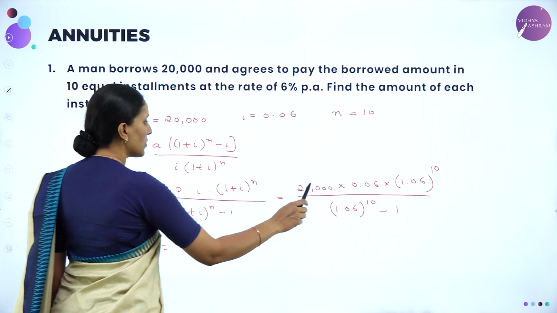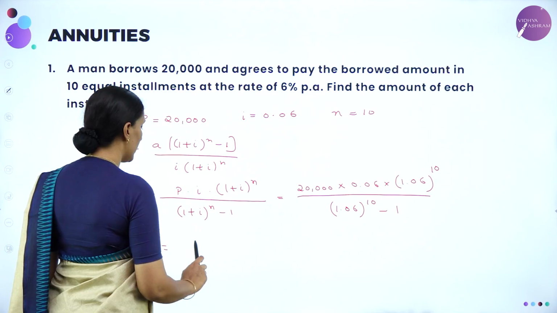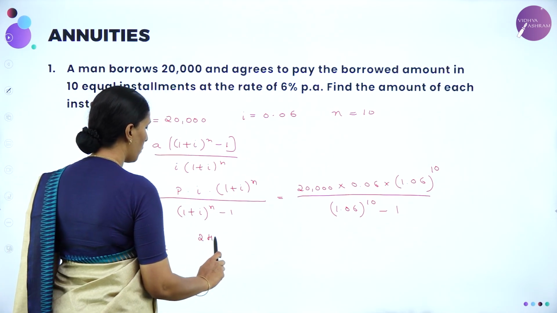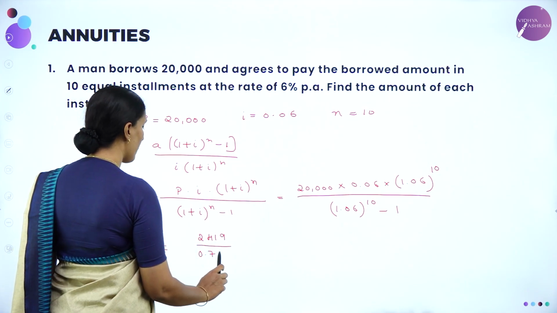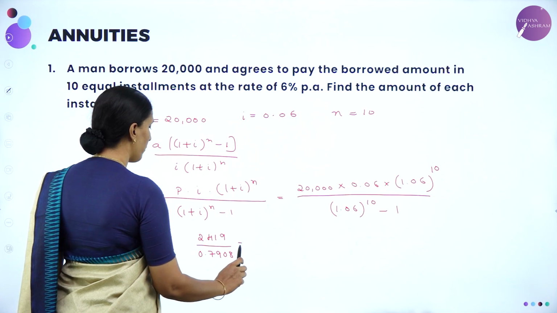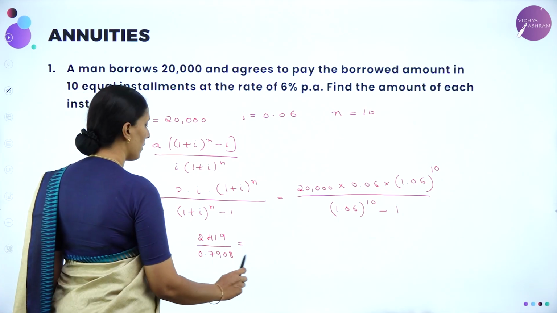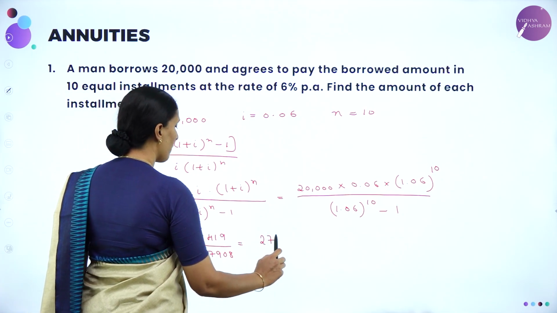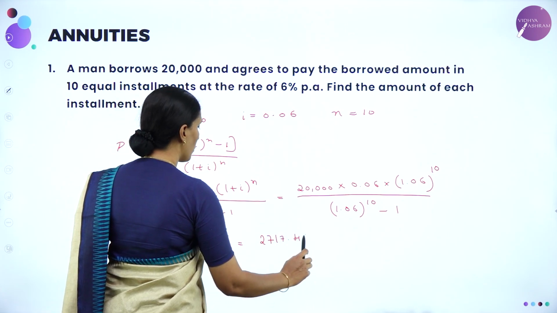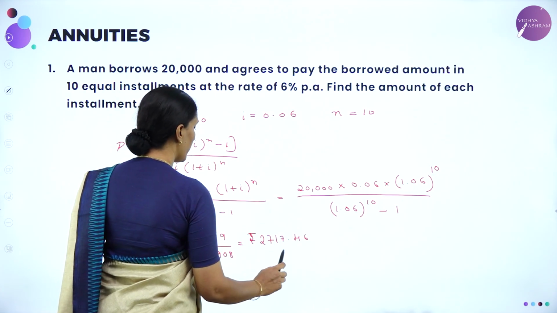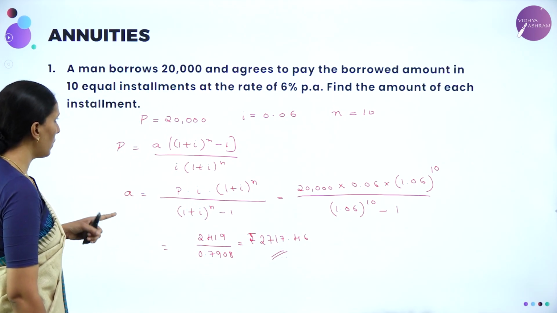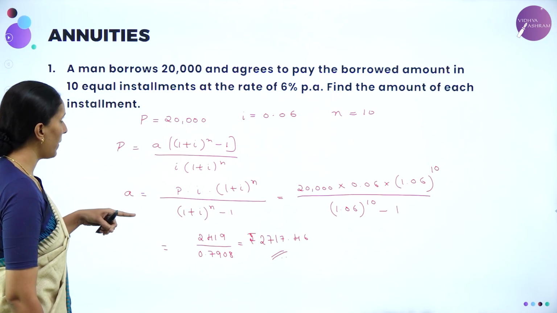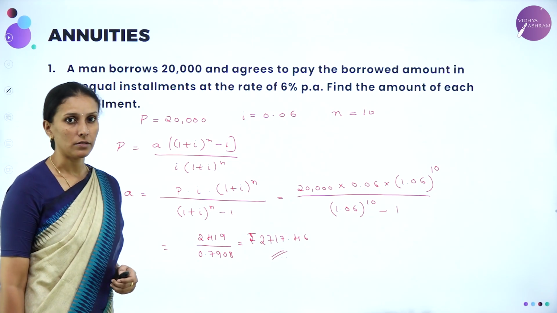So now solving the numerator, the value is 2419 whole divided by 0.7908. So if we divide these two numbers, the value is 2717.46 in terms of rupees. So this is the annuity or the equal installment to be paid for 20,000.